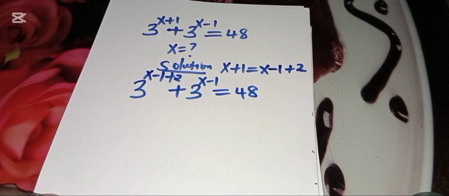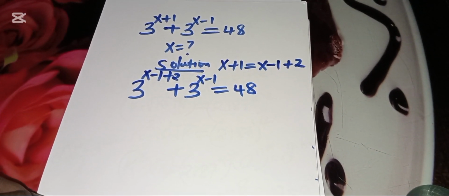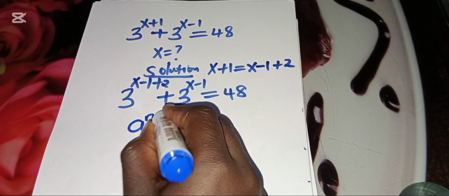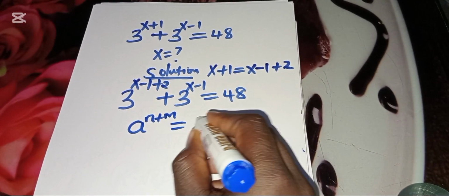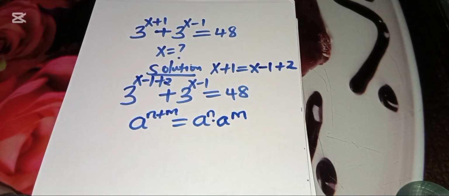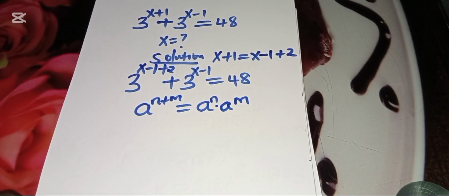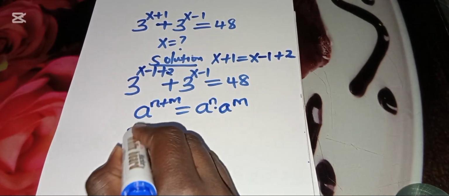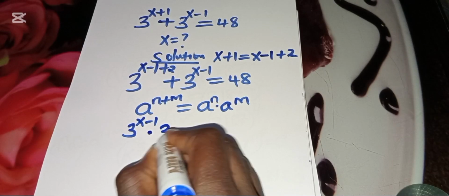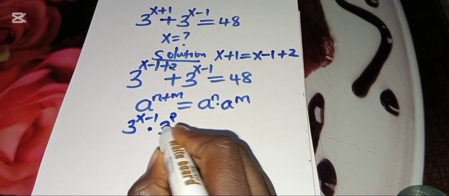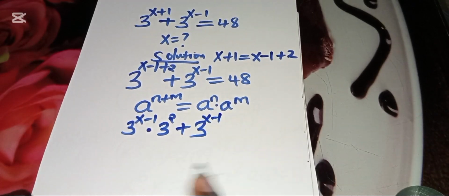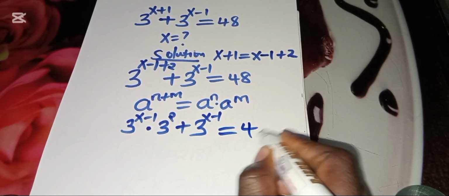So if you check, 3 raised to power x minus 1 plus 2 is in the form of a raised to power n plus m, which we can express as a raised to power n multiplied by a raised to power m. Now, we're going to have 3 raised to power x minus 1 multiplied by 3 raised to power 2 plus 3 raised to power x minus 1. This is equal to 48.